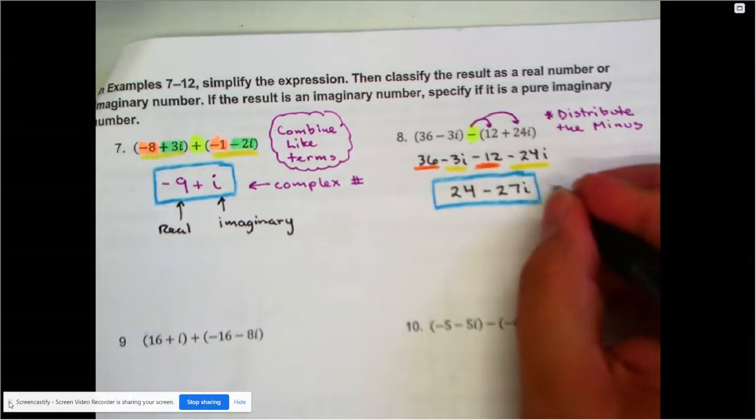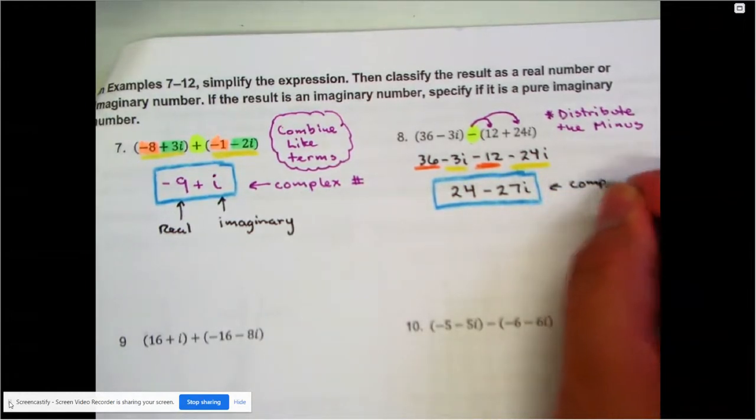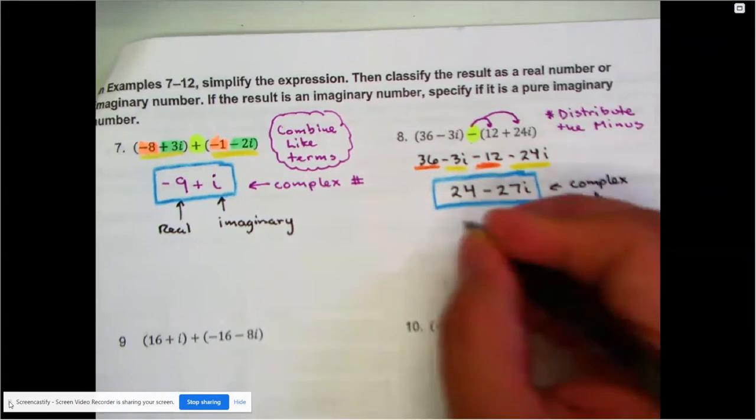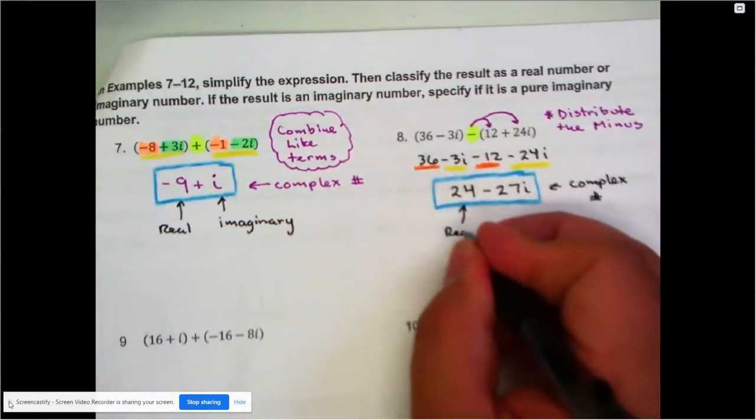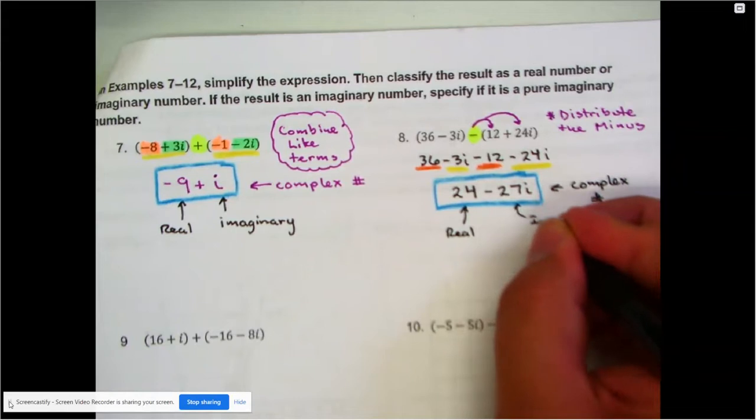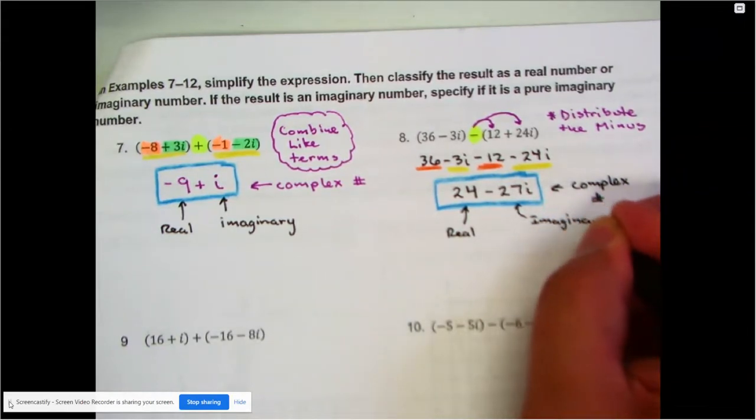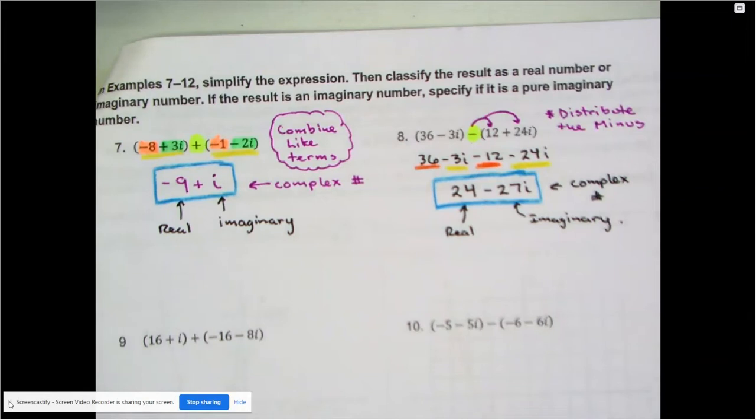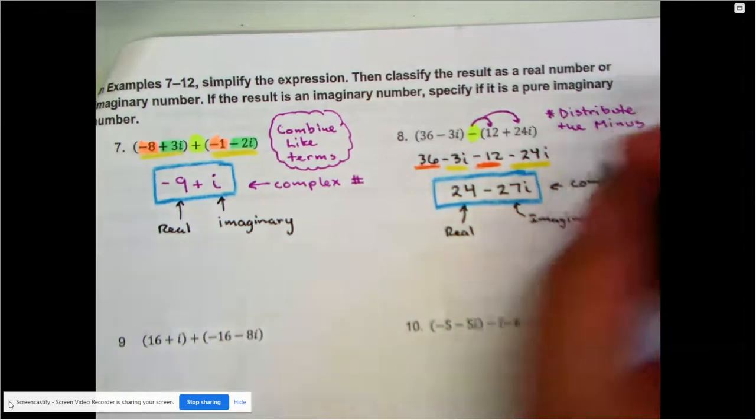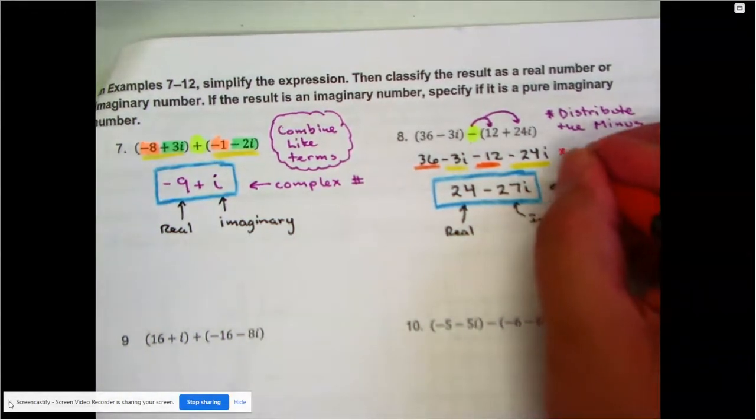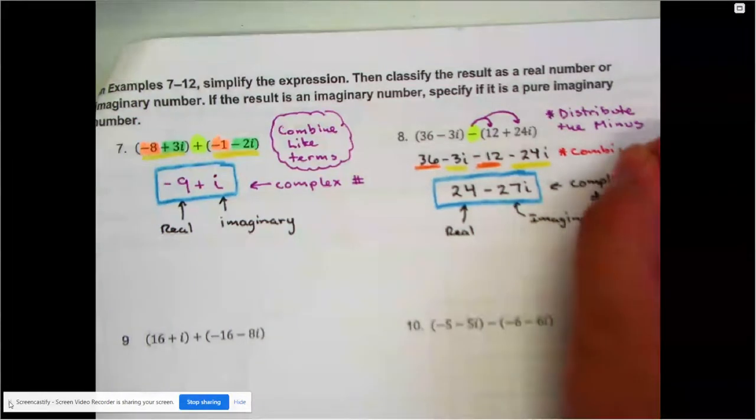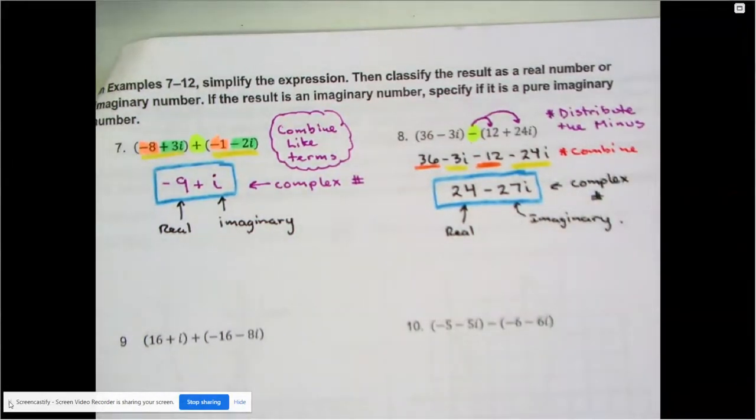This is once again a complex number for the reason that we have the real component and the imaginary component. So you see, it goes back to what we already know. All right, so take a moment. We're going to pause the video here. Try number 9 and 10 based on what we just saw right now. So remember, as soon as I got it to this step, all I did was combine again. But I had to distribute that minus sign first. All right, so let's pause the video and try number 9 and 10.